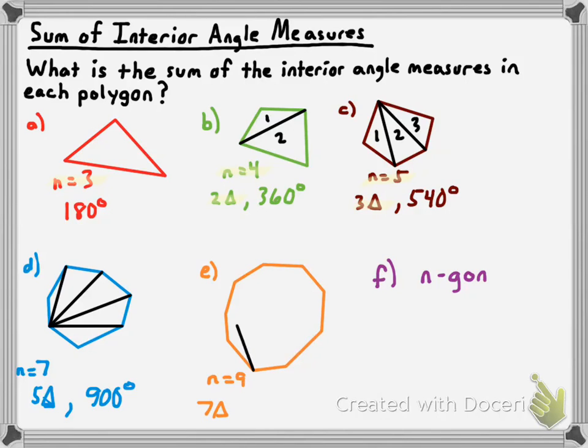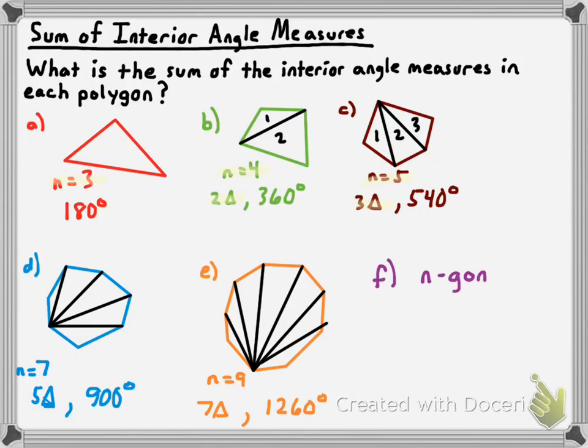There are 7. I'd have to, there's 2, 3, 4, 5, 6. Well, you got to count the regions afterwards, I suppose. 1, 2, 3, 4, 5, 6, 7 triangles. And then 7 times 180 is 1,260 degrees. So that's how you know what the sum of the interior angle measures is in a polygon.